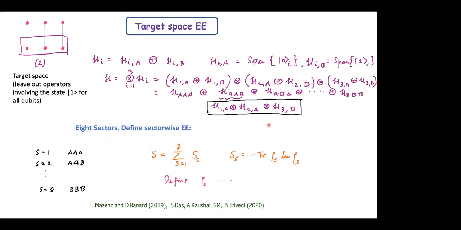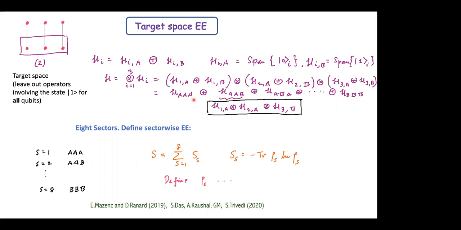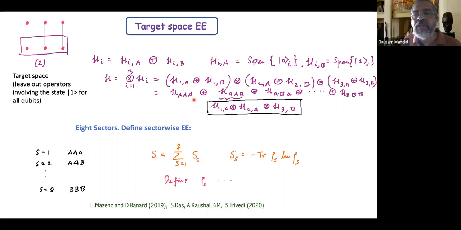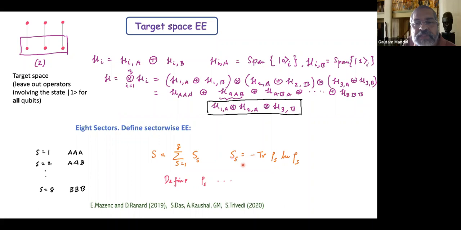Sorry, what about this HAAA? There is no B, right? In HAAA, there's nothing to be traced over. Whatever I get, I get. Yeah, so there is no partial tracing at all. In HBBB, it will be just a number. I have to trace over all of them. Yes, so that will be just a number. So indeed, the dimensionality of the reduced density matrices will be different depending on which sector you're talking about. Okay, thank you. So I'll do an example very soon.